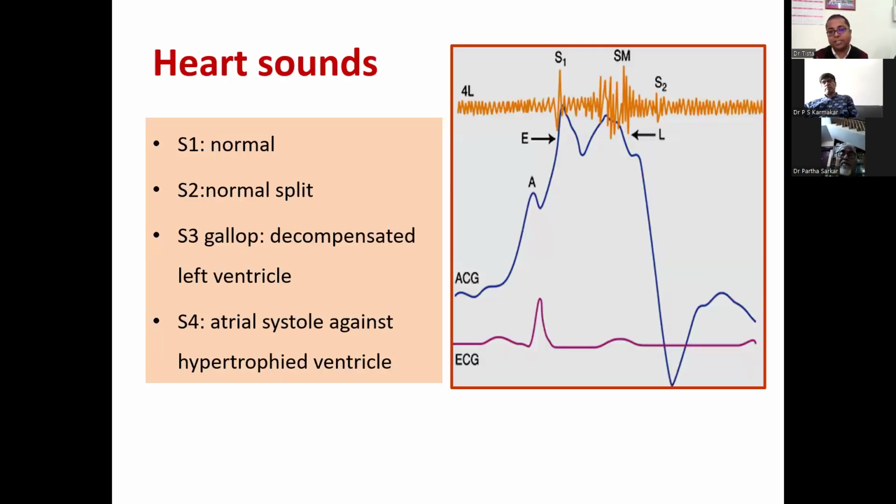Coming to the auscultation, S1 is normal in all cases. S2, there may be normal split. There may be paradoxical split also, rarely, if the A2 falls more below the P2. S3 gallop, usually not heard, but may be seen when the patient has proceeded to heart failure, that is the left ventricle is decompensated. S4 is more or less heard because of the atrial systole against the hypertrophic ventricle.